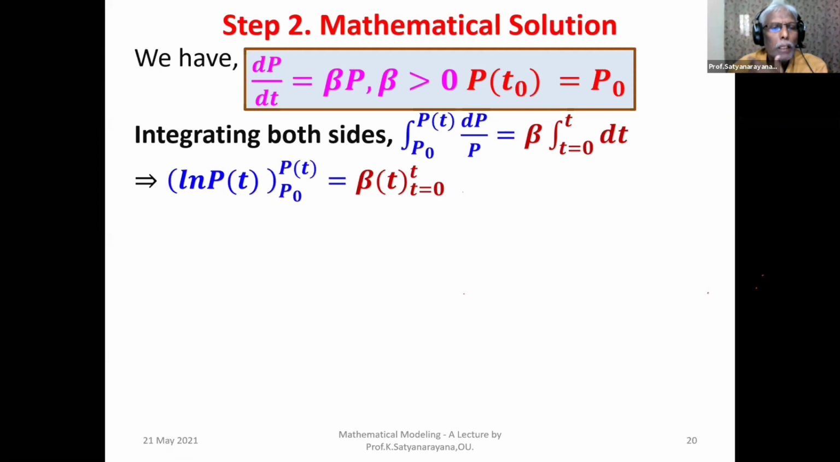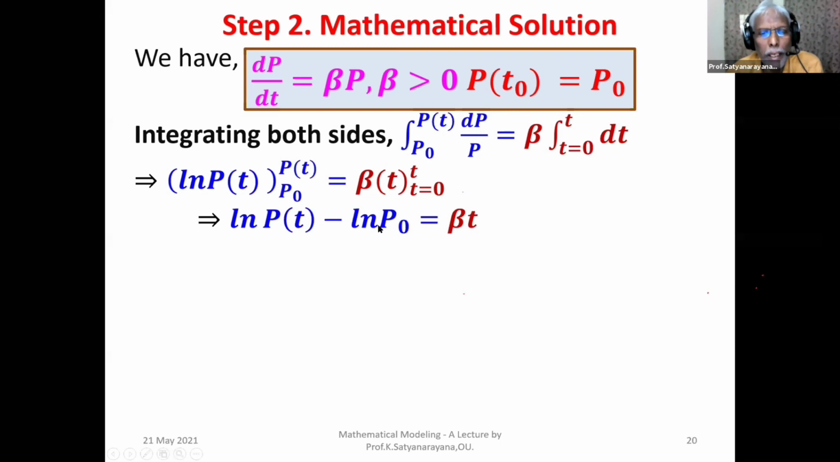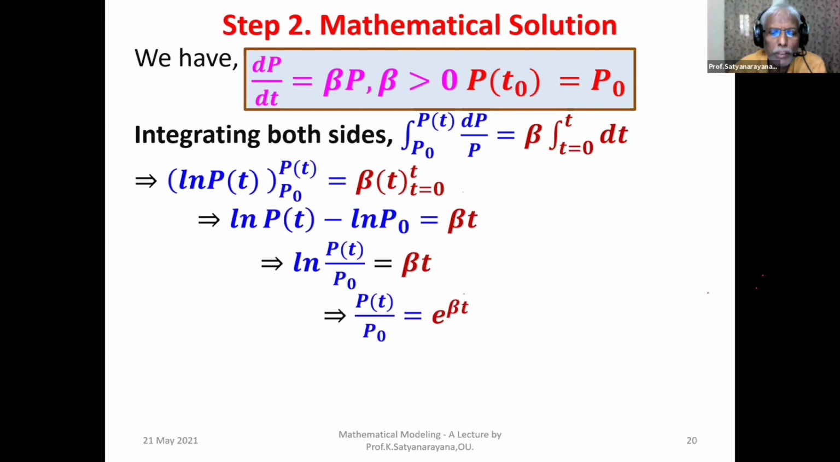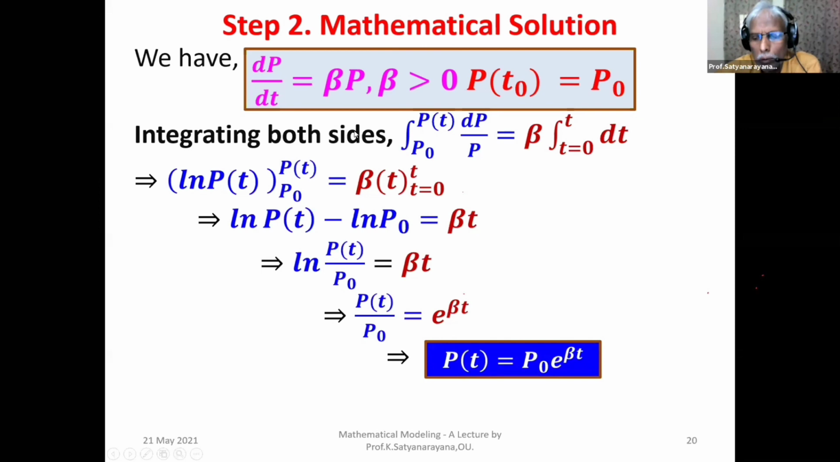So final minus initial: ln P(t) minus ln P₀ is equal to βt, because the lower limit is t = 0. ln a minus ln b is ln(a/b), so ln(P(t)/P₀) is equal to βt. Remove the logarithm. P(t)/P₀ is equal to e to the power βt. Push this P₀ to the other side. P(t) is equal to P₀ times e to the power of βt. So I have solved and I got the solution.